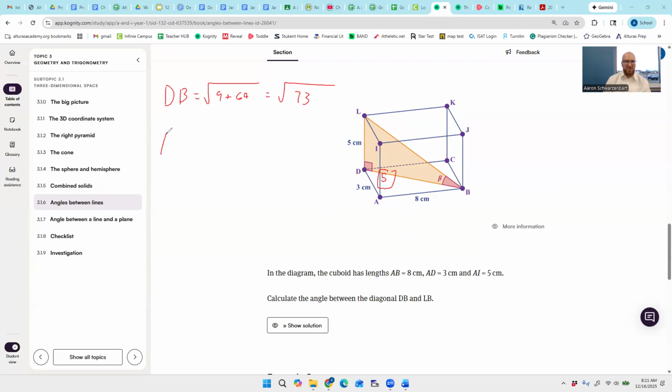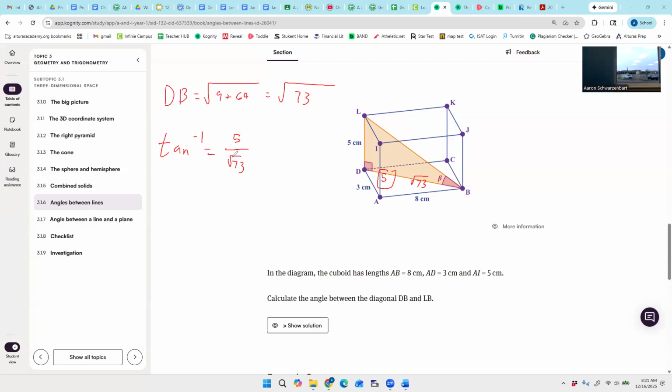So to find the angle, okay. I thought they were telling me DB was 5, and I was like, that is not true. No, but it's DL that is 5. Yeah, this DB is square root of 73. So inverse tangent, opposite over adjacent, 5 over square root of 73.